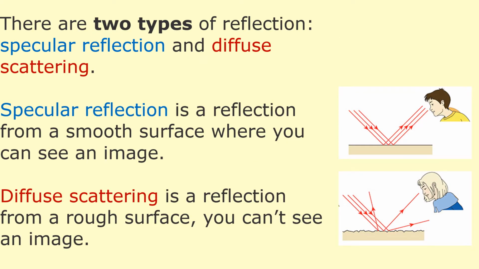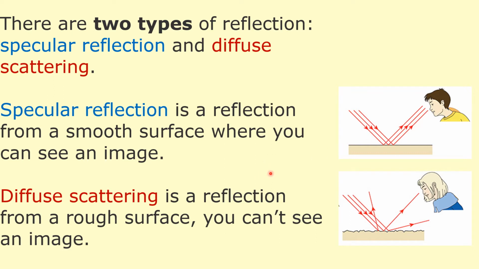There are two types of reflection and they're called specular reflection and diffuse scattering. Specular reflection is a reflection from a smooth surface where you can see an image, and that's what's being shown in this diagram. So all of the rays that come in together reflect off together. So they stay together, and that means that we can see an image in this surface. So this could be a surface like a mirror or a shiny window, or maybe your computer screen or your phone screen that you're looking at now.